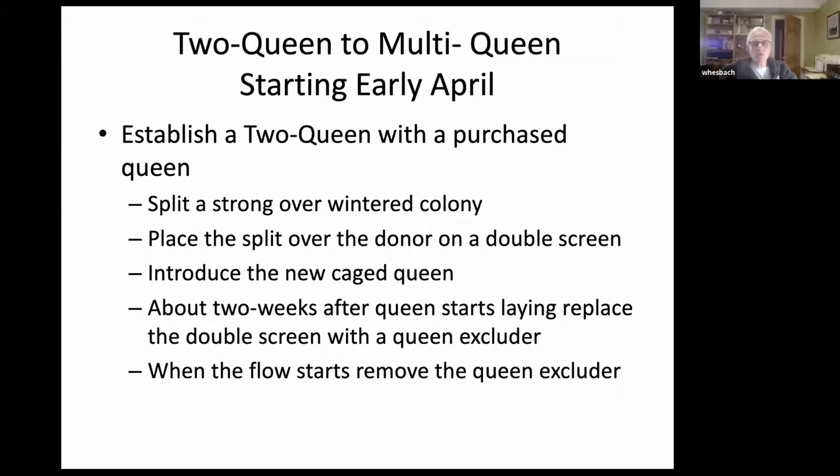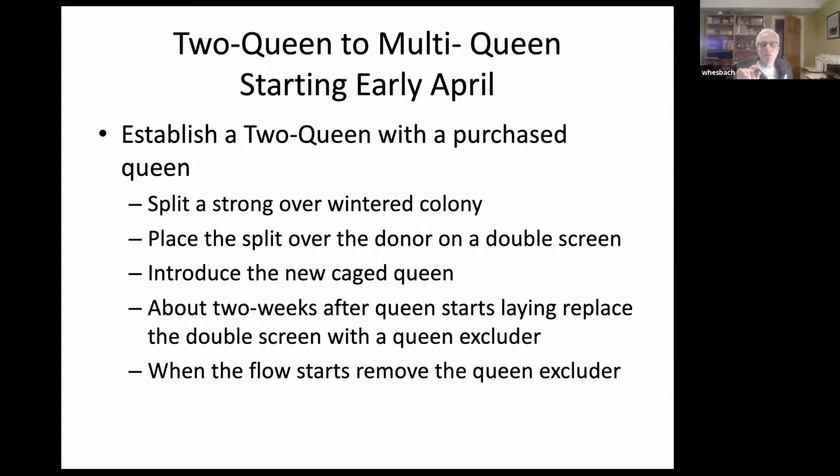So you make a strong split over a wintered colony, place the split over the donor on a double screen. Now, if you don't know what a double screen is, I'll show you one on the next page. And then you introduce the new caged queen. And then about 2 weeks after the queen starts laying, you replace that double screen with a queen excluder. And when the flow starts, you remove the queen excluder. So that's the migration between two queen and multi-queen.